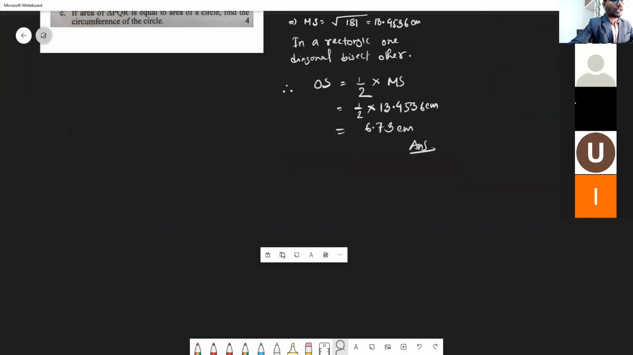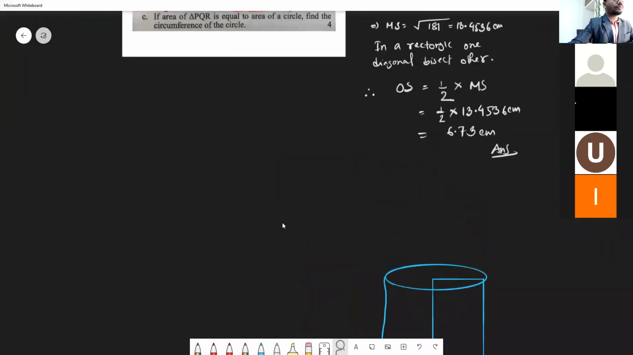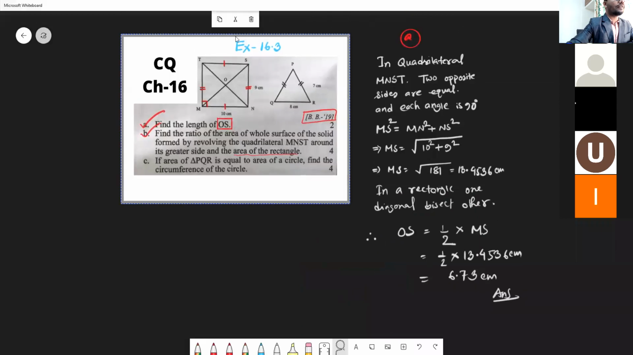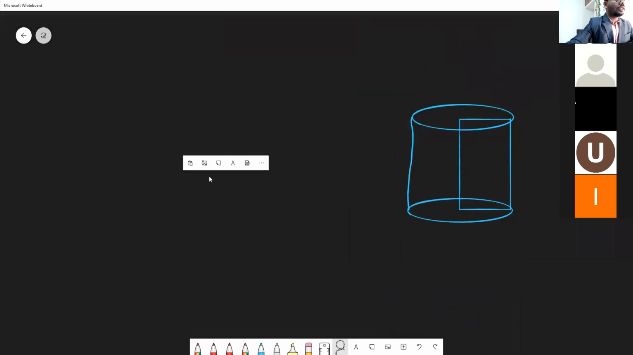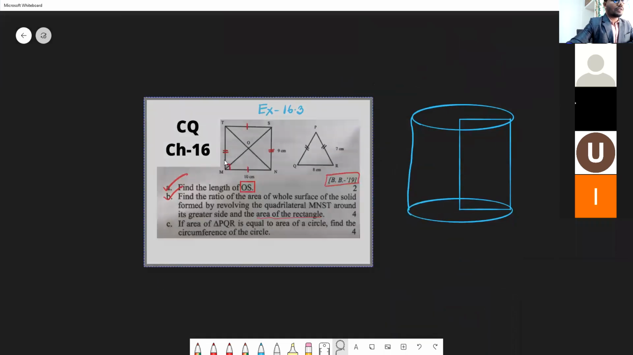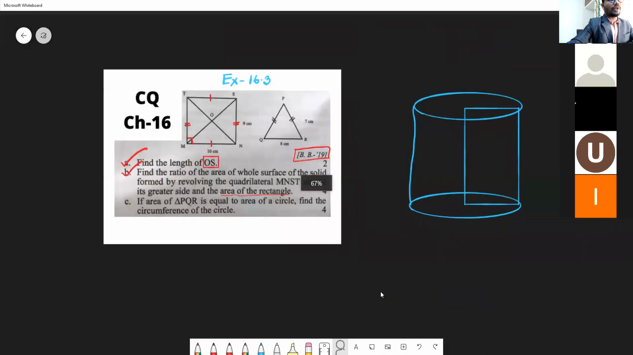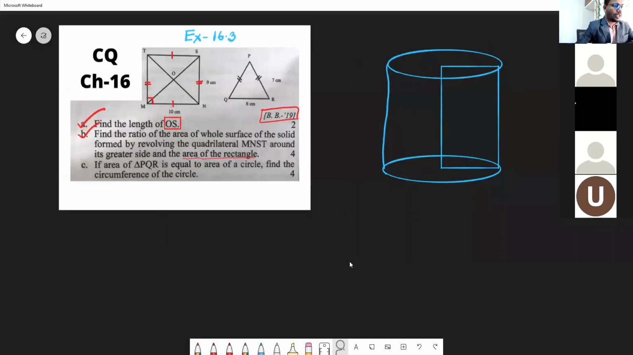So now start here the question number 2. Did you complete writing the first question? Everyone? Yes, sir. Okay, এখন আমরা একটু second question টা ভালো করে পড়ে দেখি। দেখো, find the ratio of the area of the whole surface of a solid formed by revolving quadrilateral MNST around the greater side.